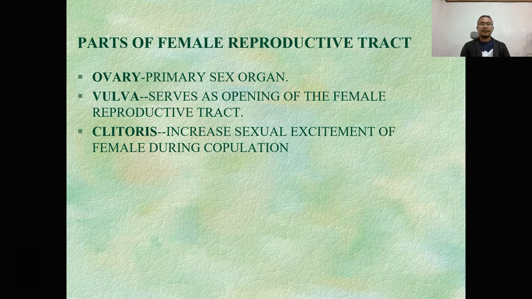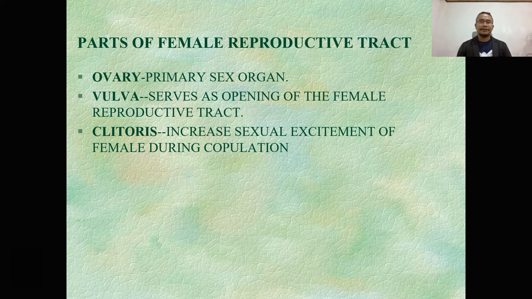Okay, vulva. It serves as the opening of the female reproductive tract. The outside appearance. If it is a human, it is called human vulva; if it is a pig, pig vulva; if it is a cow, cow vulva. It serves as the opening of the female reproductive tract, the common passageway of the penis during copulation, the passageway of urine, and the passageway also of the offspring during the parturition period.